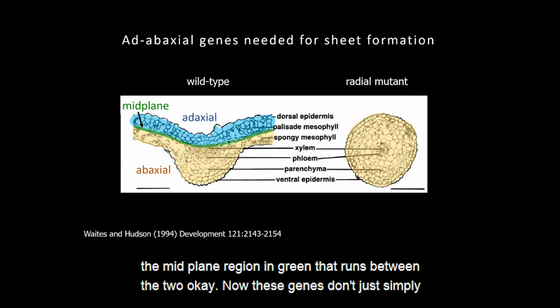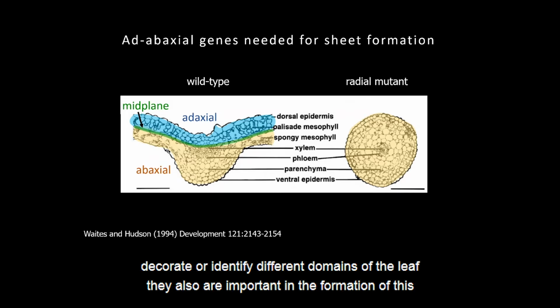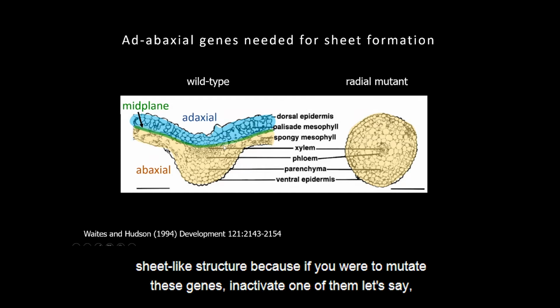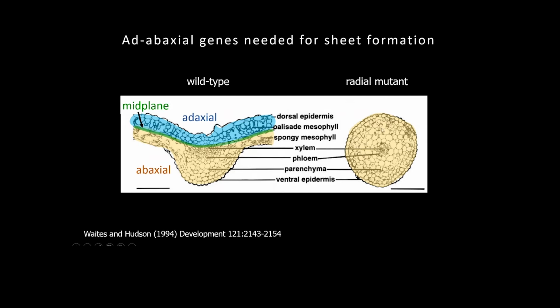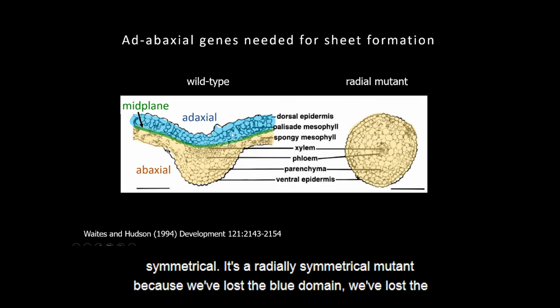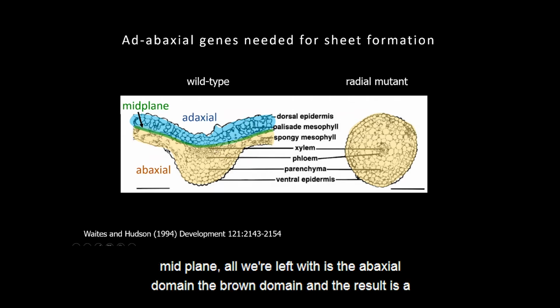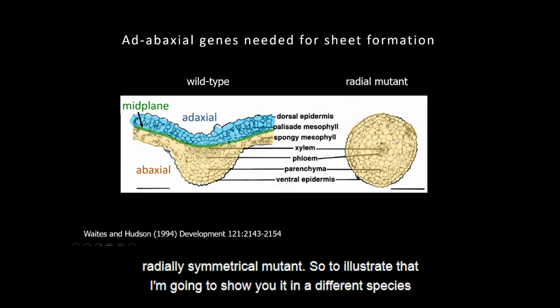Now, these genes don't just simply decorate or identify different domains of the leaf. They are also important in the formation of this sheet-like structure. Because if you were to mutate these genes, inactivate one of them, let's say, you end up with a leaf such as the one shown here, which is now radially symmetrical. It's a radially symmetrical mutant because we've lost the blue domain, we've lost the midplane. All we're left with is the abaxial domain, the brown domain, and the result is a radially symmetrical mutant.